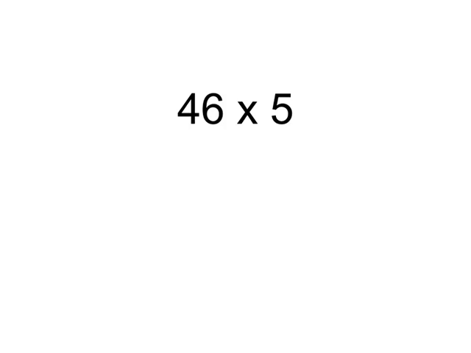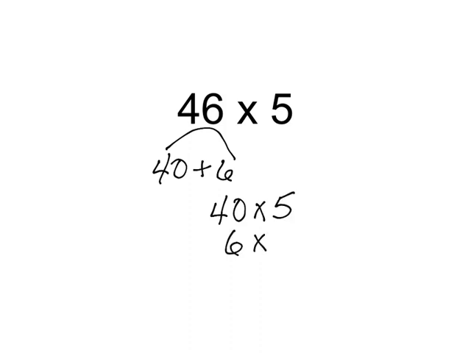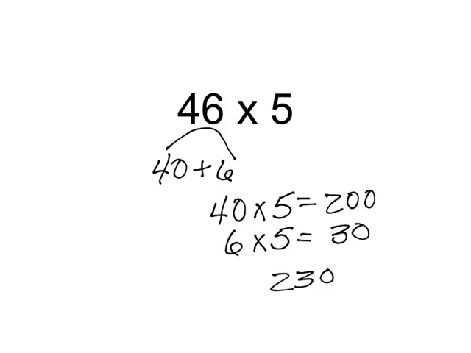We normally just set this up as a regular multiplication problem, but with the distributive property, we want to break apart the 46. We want to break it into 40 plus 6, and then we want to multiply each of those pieces by 5. So we're going to multiply 40 times 5, and then we're going to multiply 6 times 5. Now 4 times 5 is 20, so 40 times 5 is 200. And 6 times 5 is 30. 200 plus 30 is 230.